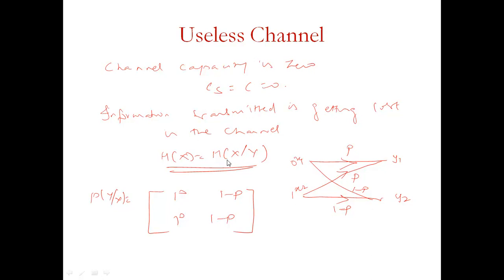Whenever you find a channel something like this, in which all the rows are same, then you can directly say it is a useless channel. Whatever is getting transmitted is getting lost in the channel. Okay. So with this you understood in this video lecture what are the different types of channels and how to calculate the channel capacity.